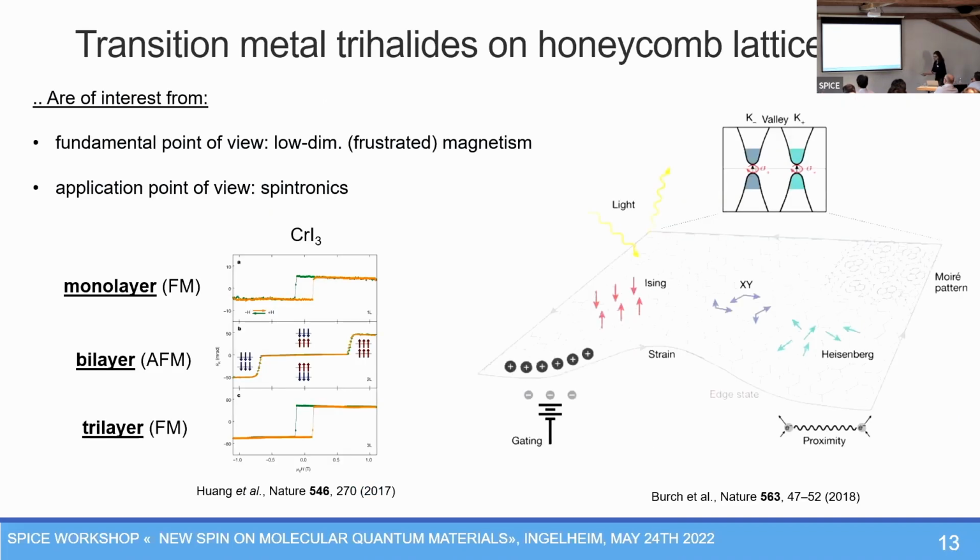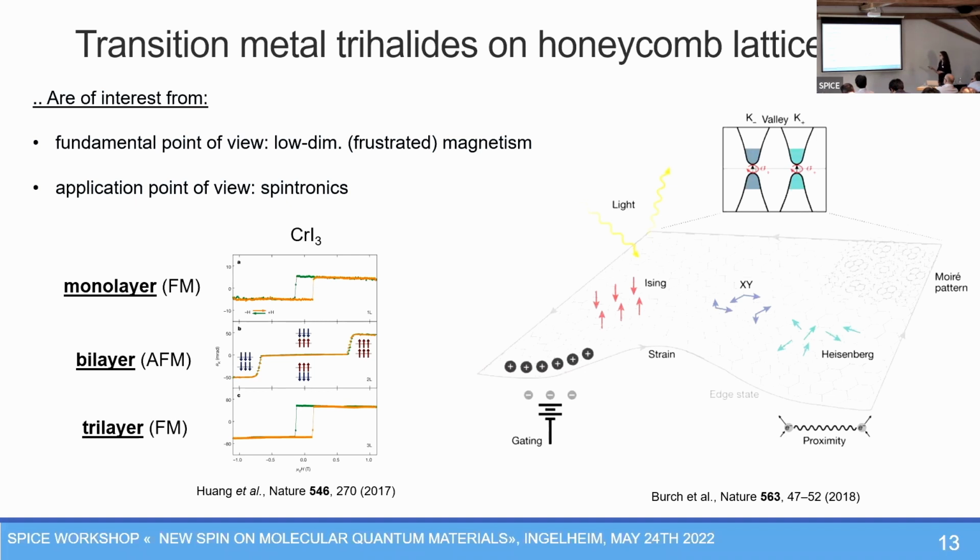Okay, so coming to the first part, let me give you a quick introduction to the material. The type of materials that we are dealing with are transition metal trihalides on honeycomb lattices, which in principle are of interest on the one side from a fundamental point of view, because they often exhibit low dimensional and sometimes even frustrated magnetism, and are also of interest from an application point of view because they are easily exfoliable. So this is then of interest for people working in the spintronics field.